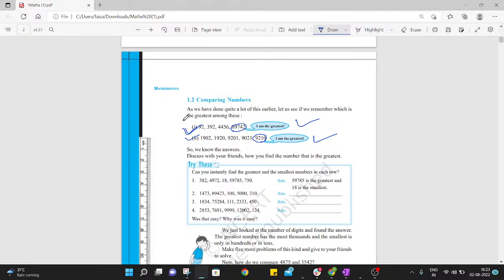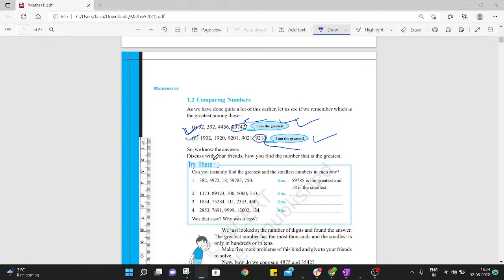Now let me tell you. This is 92. We can all agree that this is not the greatest one. This is also not the greatest one. This is 4,400 and this is 89,000. So obviously this is the greatest one. This one is correct. The second one: 1,902, 1,920, 9,021, 9,210. So obviously this is also the biggest number, and you all must have commented the correct answer, I'm pretty sure.